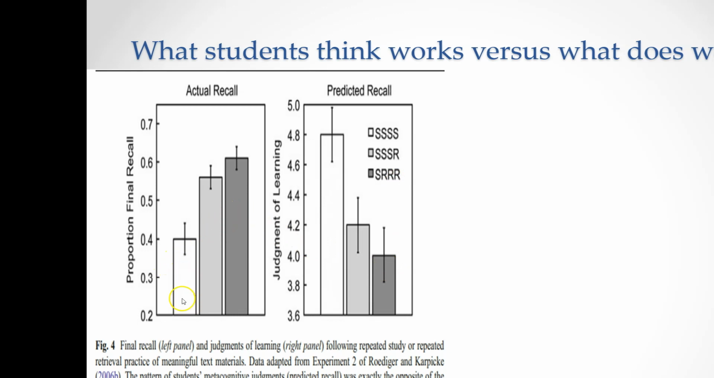Reality was the ones that did all studying scored the worst. The ones that did 3 study and 1 recall did the second best. Pretty good. I mean, almost double the score of the pure studying group. And the one that did 1 study and 3 recalls did the best. No surprise. The reason for it is real simple.